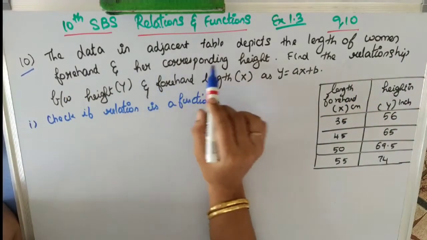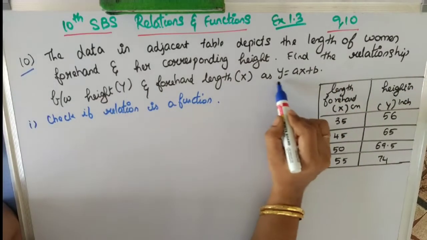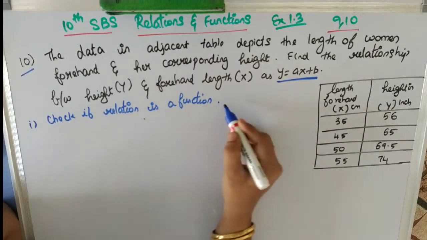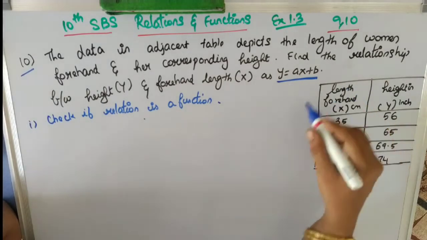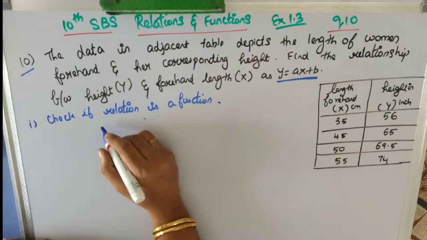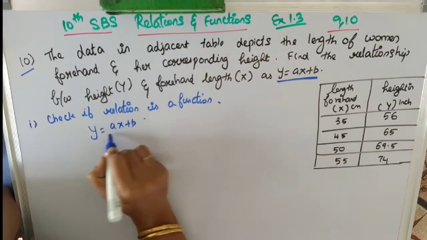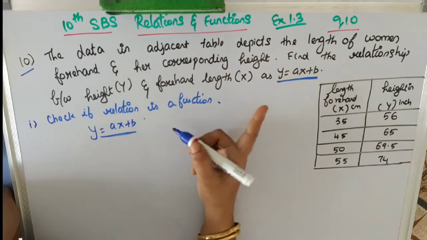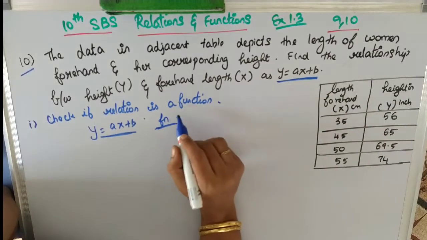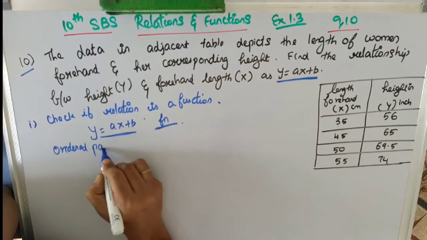x centimeter, and her corresponding height, that is y inches. Find the relationship between the height and forehand length, that is y is equal to ax plus b. The first question is, we have to check if the relation is a function or not. Here the length of the forehand given, that is x in centimeter, is the domain. Now the corresponding height is also given. What relation is given between y and x? Yes, y is equal to ax plus b, and we have to check whether this relation is a function or not. First let us write the ordered pairs x comma y.